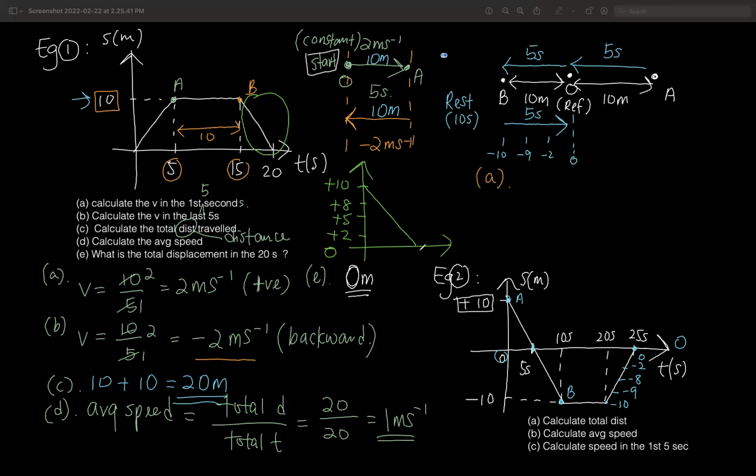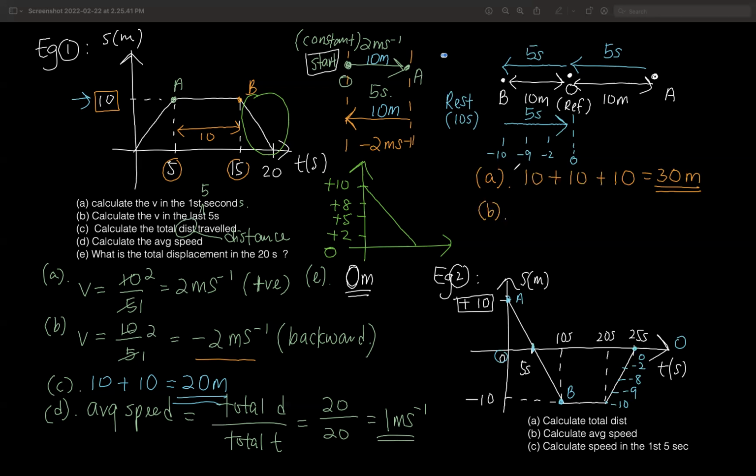A. What is the total distance? Okay, 10 plus 10 plus another 10. 10 plus 10 plus 10. 30 meters. B.